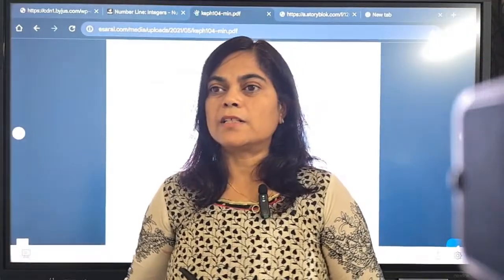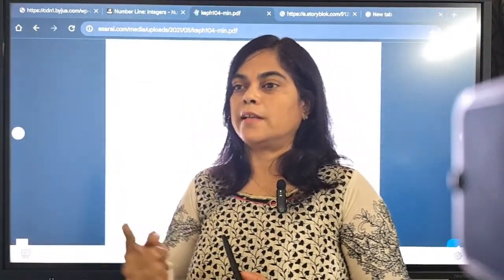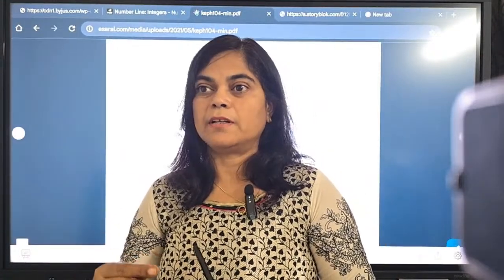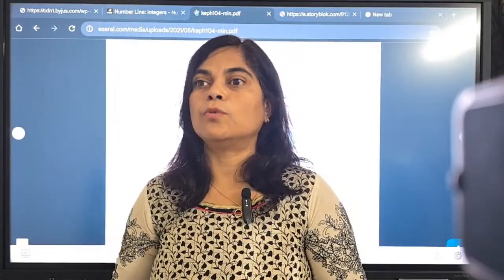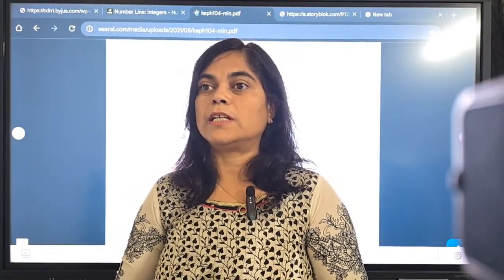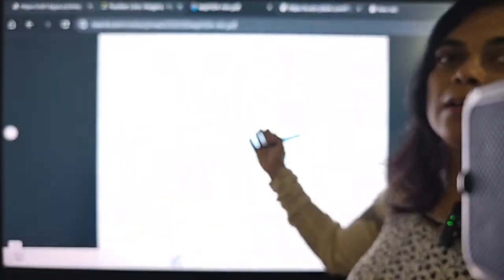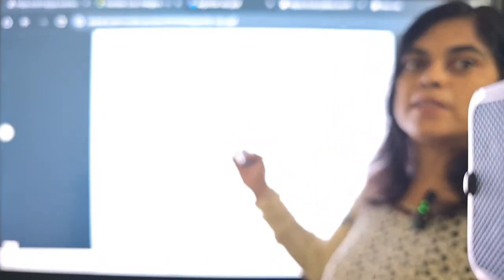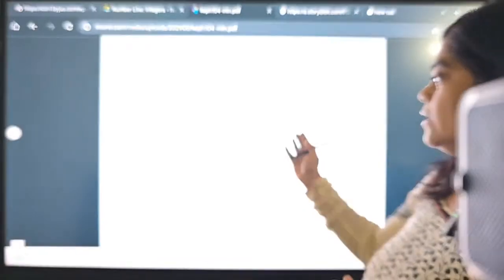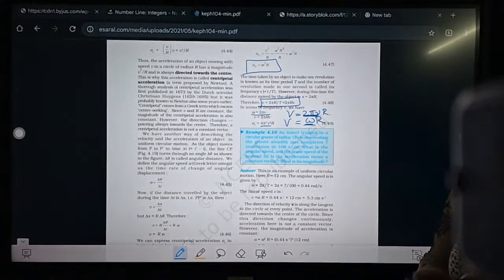So the particle is moving circularly. How many complete rotations are there, based on the time period? That is the frequency, right? So 1 by T is nu. It is replaced by the frequency. In terms of frequency also you can write. What is the acceleration here? Centripetal acceleration is 4 pi square nu square into r. Is it clear for you?